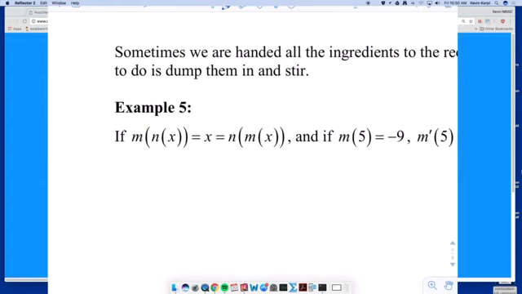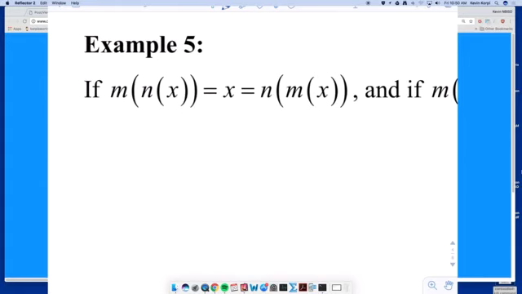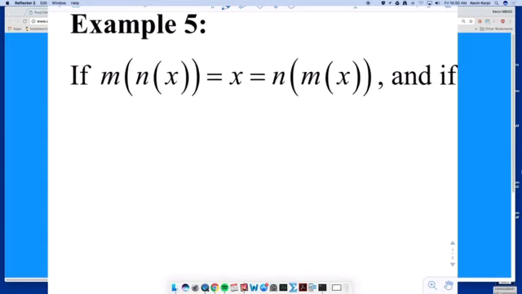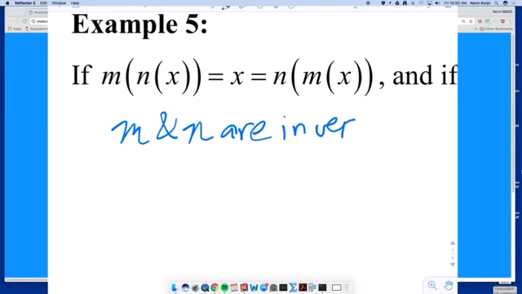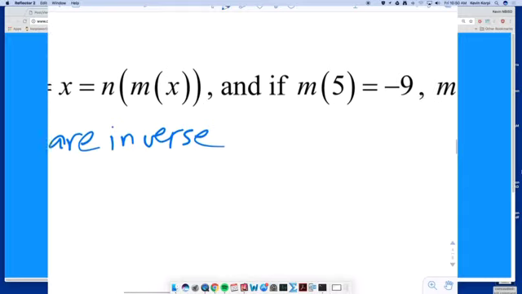Let's see. Example 5. If m of n of x equals x, which equals n of m of x, what does that mean regarding m and n? Yeah, m and n are inverses. So we know at corresponding points they're going to have reciprocal slopes. They're going to undo each other's work. Make a good team, maybe.